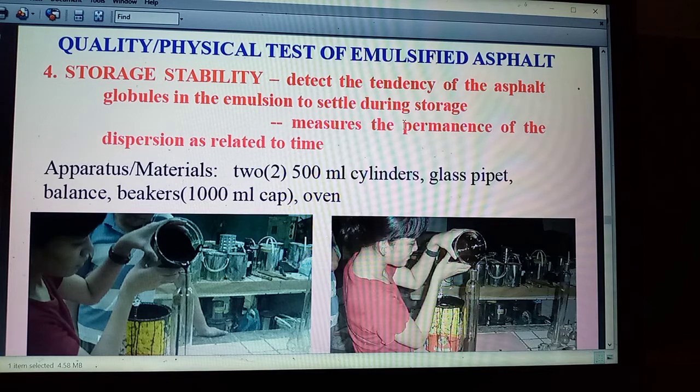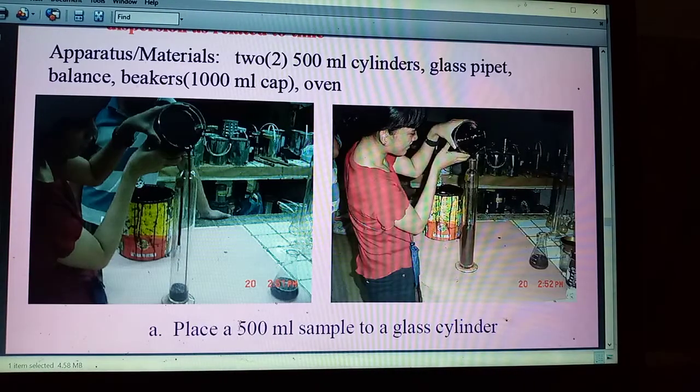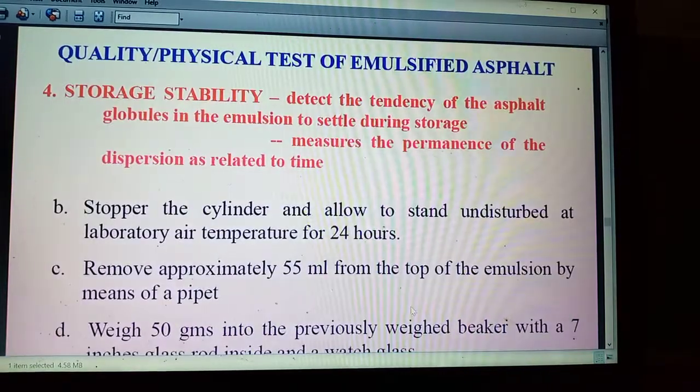Then, glass pipette. Okay? So, naalala nyo pa ba yung pipette sa chemistry laboratory nyo? No? Then, balance or weighing scale, then beakers. Yan. Beakers or 100 ml cup. Then, oven. Okay? So, first step, place a 500 ml. Okay? Take note of your suggested volume. Okay? 500 ml ng sample. And then, this sample, wag niyong kalimutan, ito yon yung emulsified asphalt to a glass cylinder.